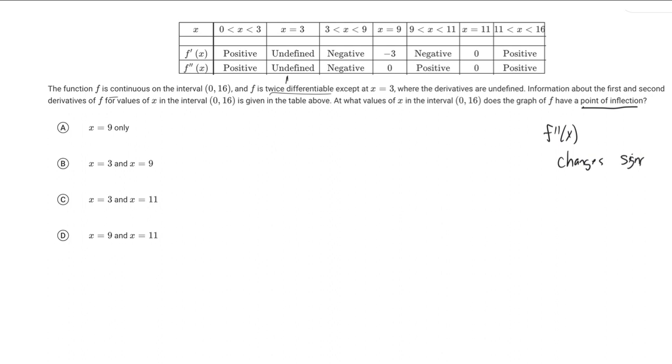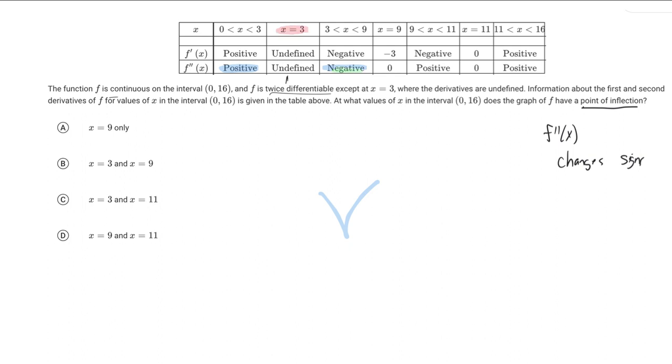When it's undefined at a place, that doesn't really help me. What I'm looking for is my second derivative changing sign. So I have one place where it goes from a positive second derivative to a negative second derivative. It doesn't matter what happens just at 3. It's just to the left of 3 and just to the right of 3, because I could have something that looks like that, and that would still be a point of inflection. So 3 is going to be one point of inflection.